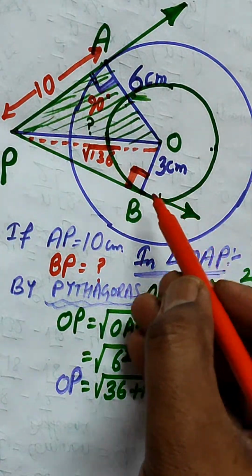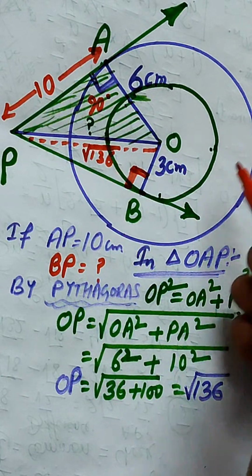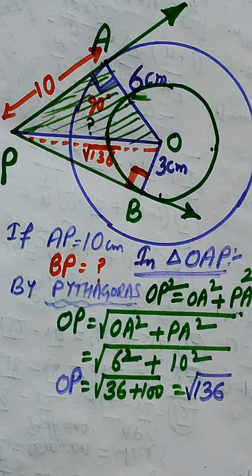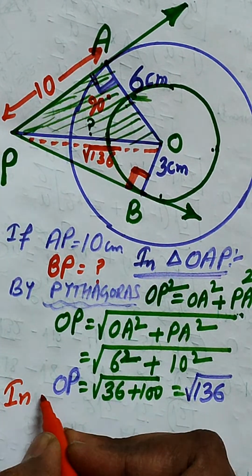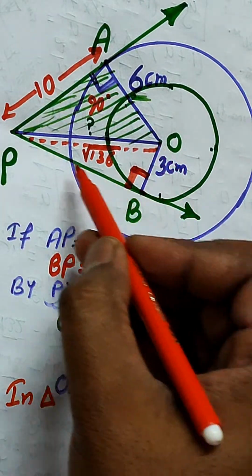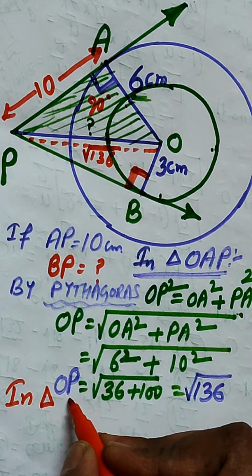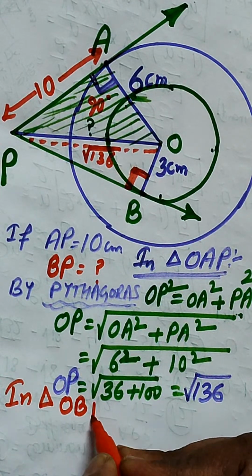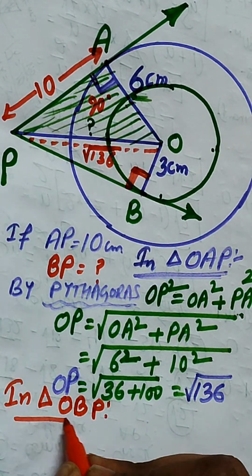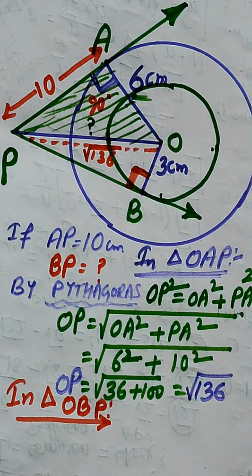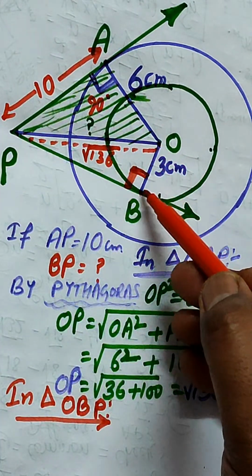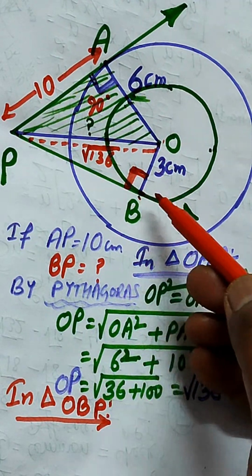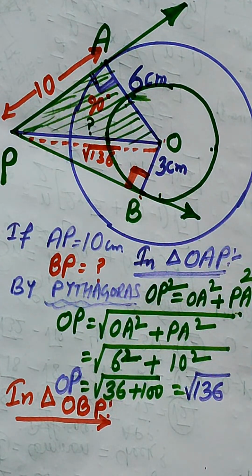So let us find the length of BP. This we need to find. So let's take triangle OBP. What will happen in triangle OBP? Just use the same Pythagoras theorem, right? When you apply the Pythagoras theorem, you can see OP square will be equal to OB square plus PB square, isn't it?